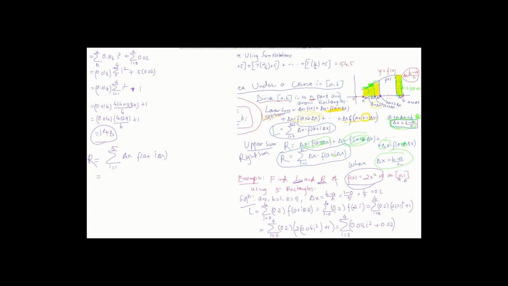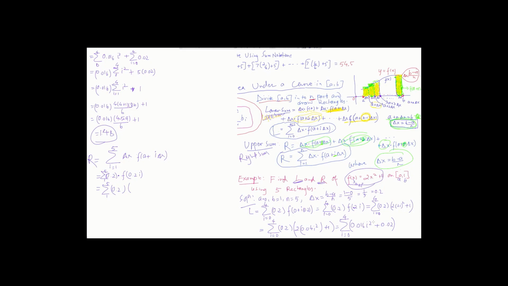So what is the value of delta x? We got delta x is 0.2. So you write 0.2 times summation 1 through 5, f of a is 0, plus i delta x. So 0.2i. You see that? Similar to above, what do you get? If you simplify this, summation 1 through 5, 0.2, and then plug in f of 0.2i for x. So what you do is x equals 0.2i. So if you do that, you will get 2 times 0.2i squared plus 1.